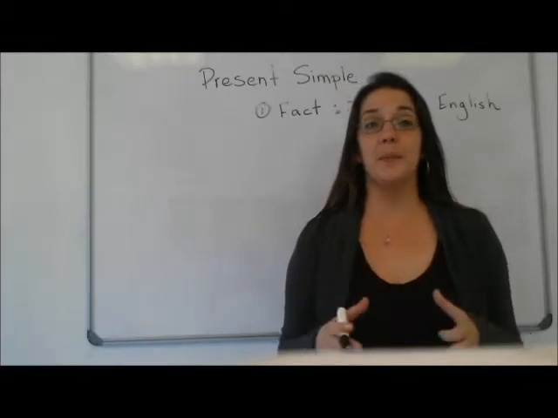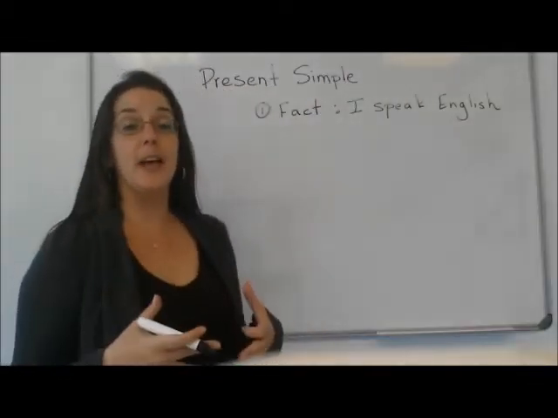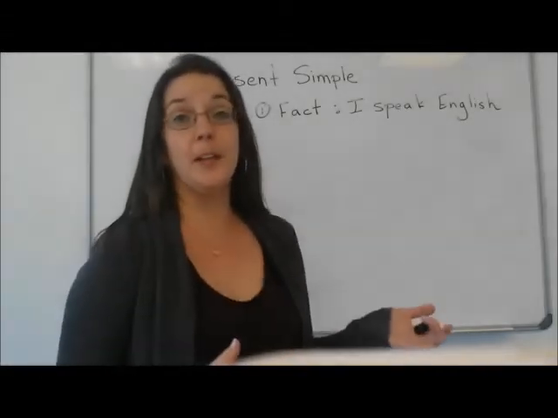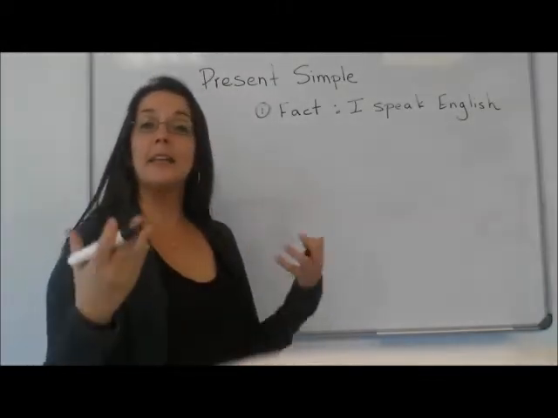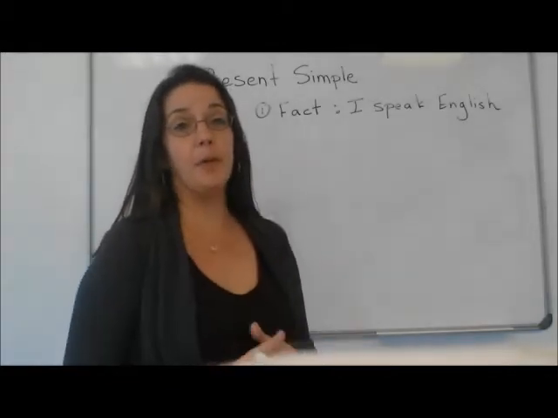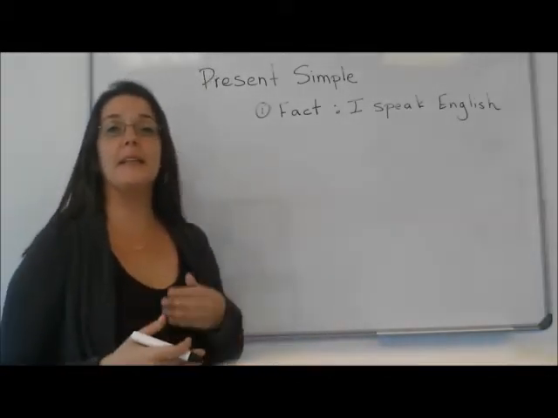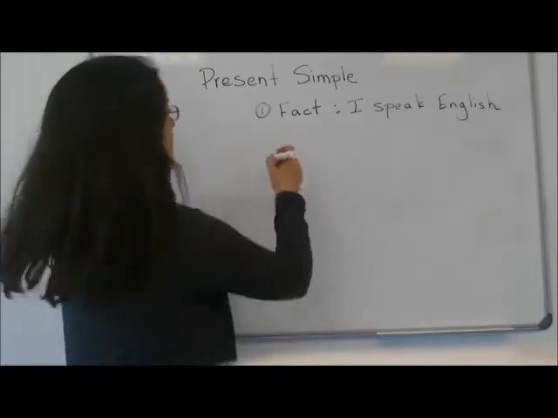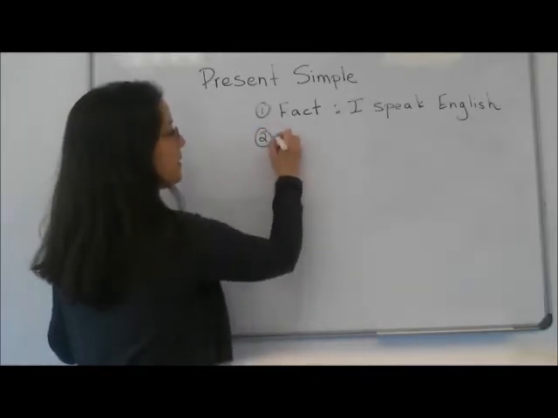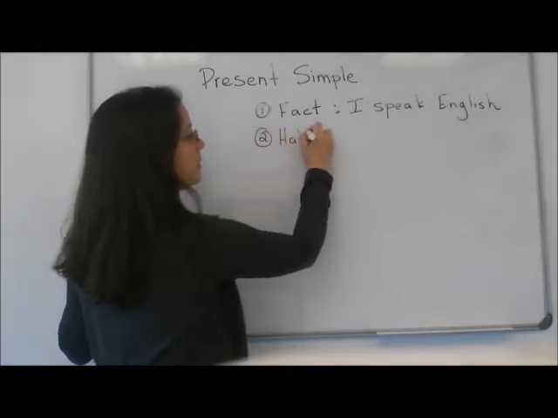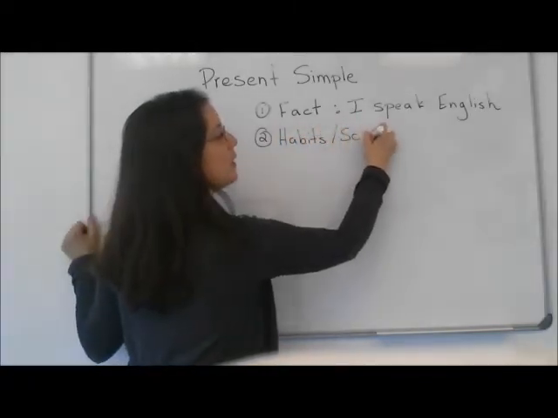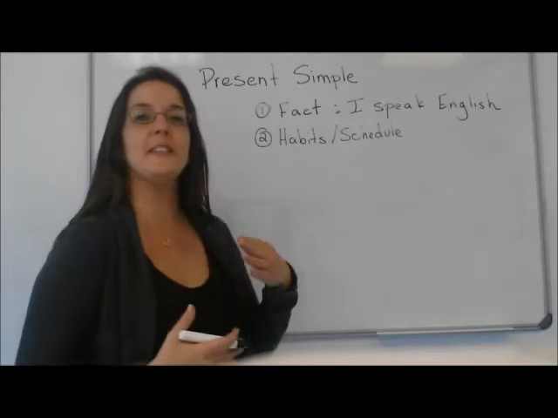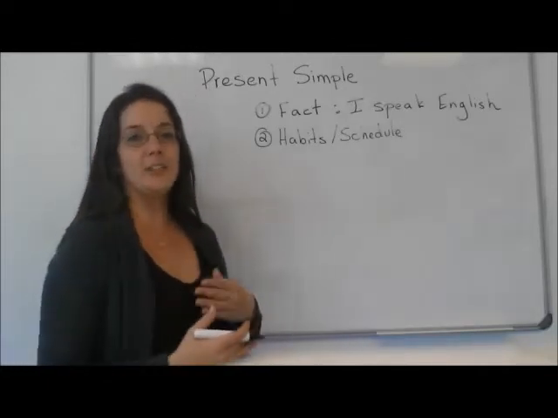Okay, we also use present simple when we are talking about a habit. A habit is something we do every day. It's part of our schedule. So, for example, every day I wake up, I get out of bed, I drink a cup of coffee. That is my habit, that is my daily schedule. And for those verbs, I would use present simple. So the second time we use present simple is for habits or when we are talking about our schedule. Okay, something that we do the same every day, part of our daily routine, our daily life.